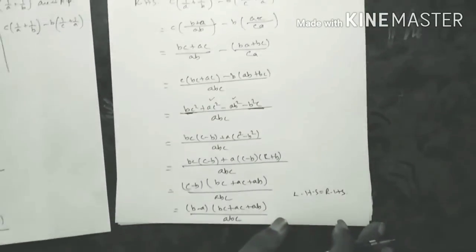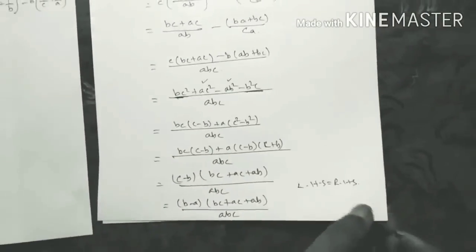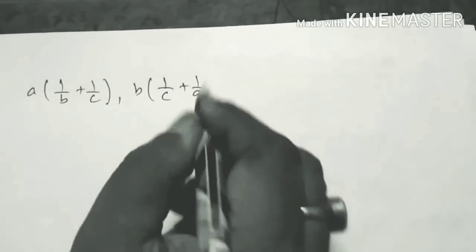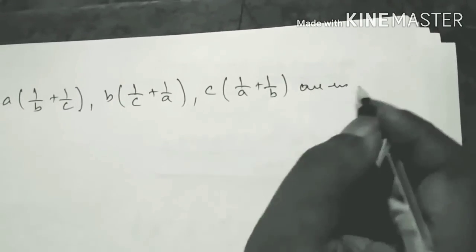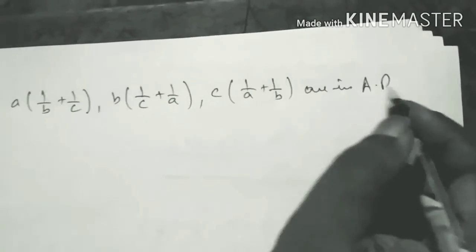LHS equal to RHS. Therefore, I can write that A(1 by B plus 1 by C), B(1 by C plus 1 by A), C(1 by A plus 1 by B) are in AP. This is the question. Now question number 5.